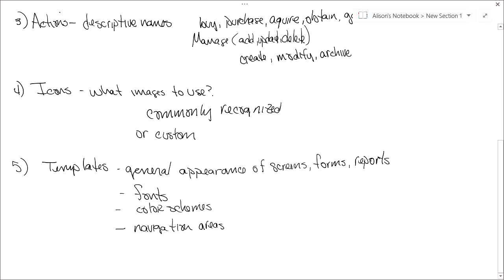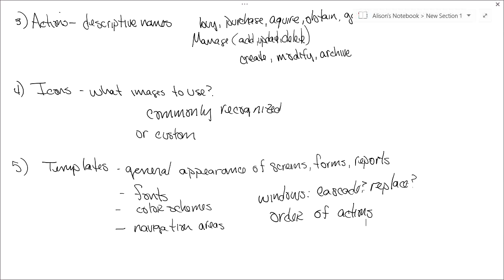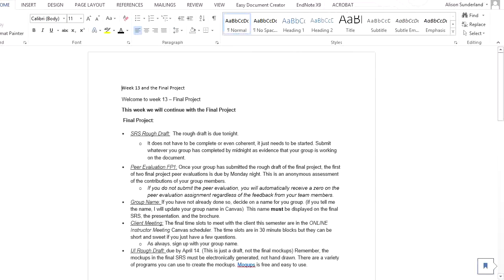We also have the windows. Should the windows cascade? Should they overwrite? Should they replace? This next one is called order of actions. I am used to a certain specific order that actions take place. And the first time that I used the Canvas grader and I had to reverse the order of actions, it was very disconcerting to me. So let me show you what I'm talking about.